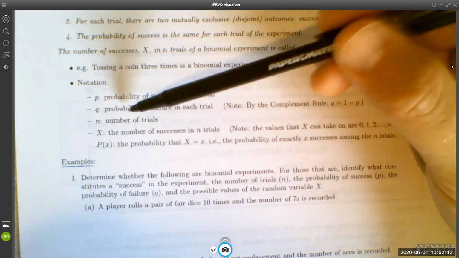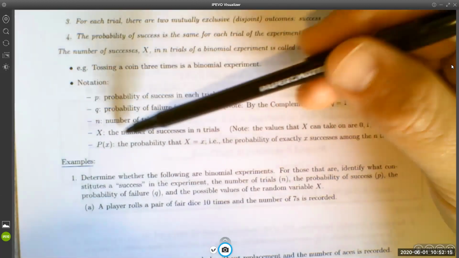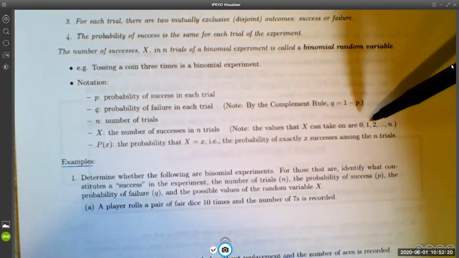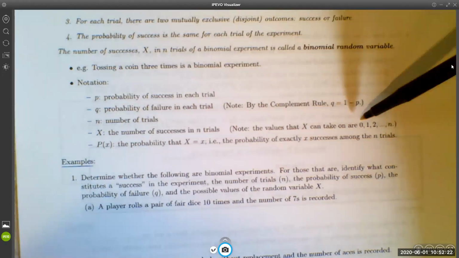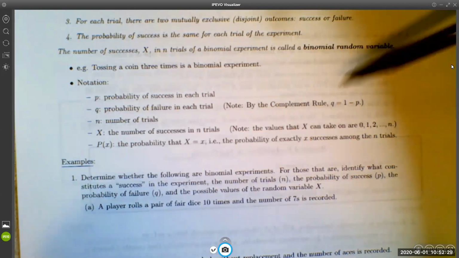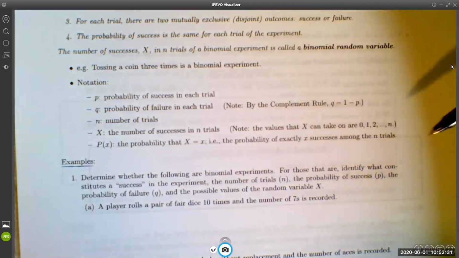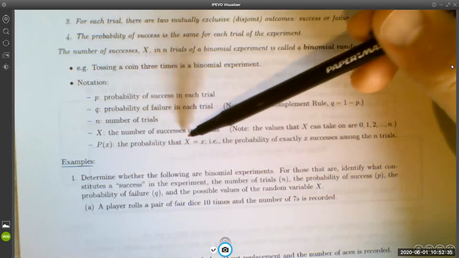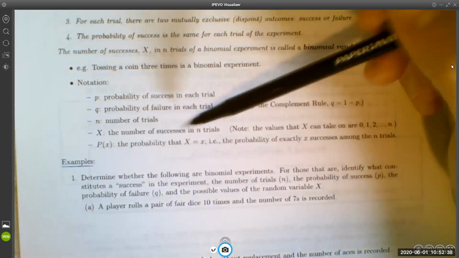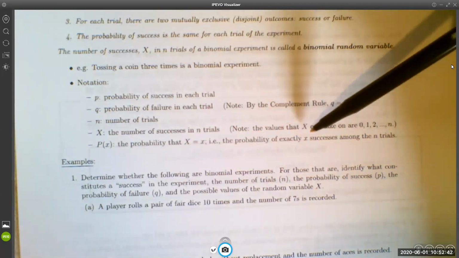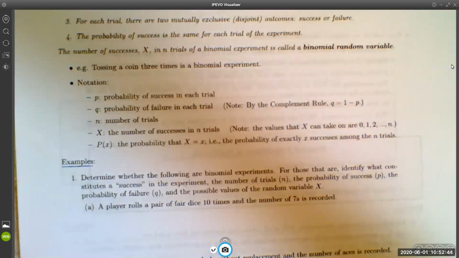Little n is the number of trials, as usual. Capital X is the number of successes in n trials. Note that the values x can take on are anything between 0 and n. It's possible you have 0 successes, but it's possible that all n trials end up in success. And then anything in between could also happen, right? So x could be anything between 0 and n. P of x is the probability that capital X equals lowercase x. In other words, it's the probability of obtaining exactly x successes among the n trials.